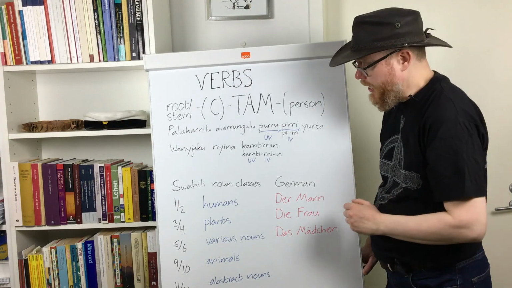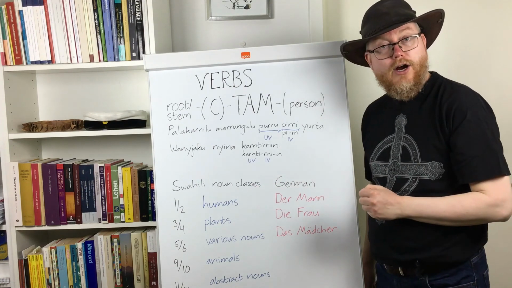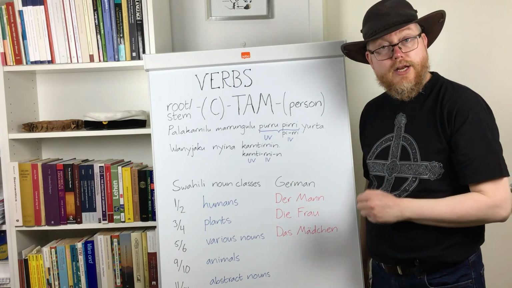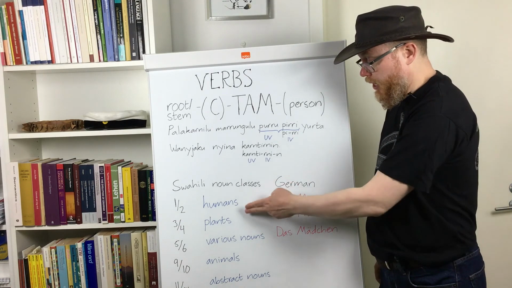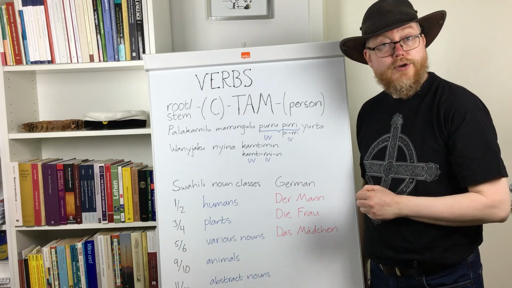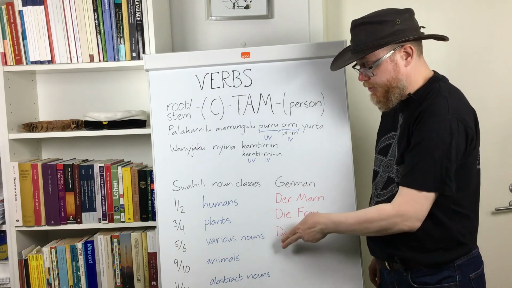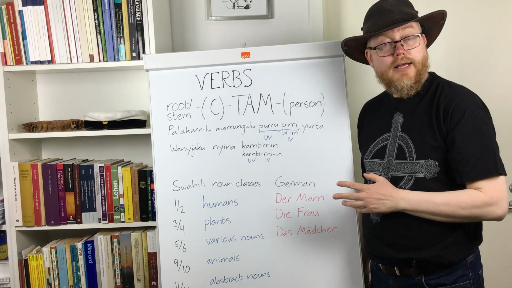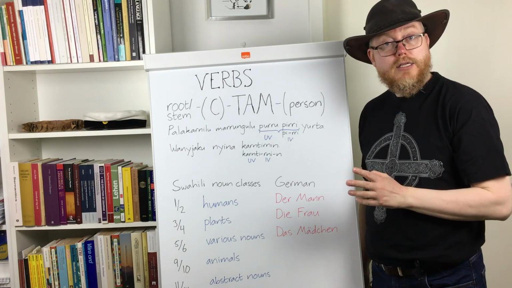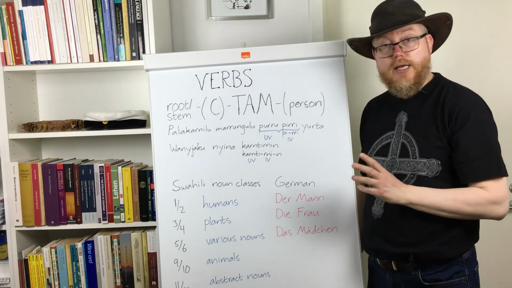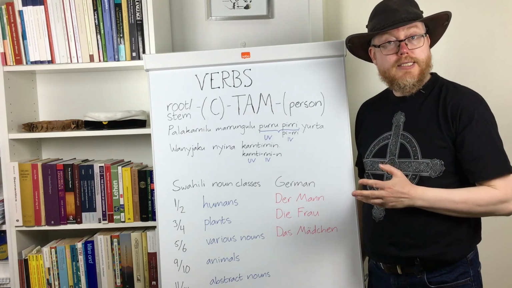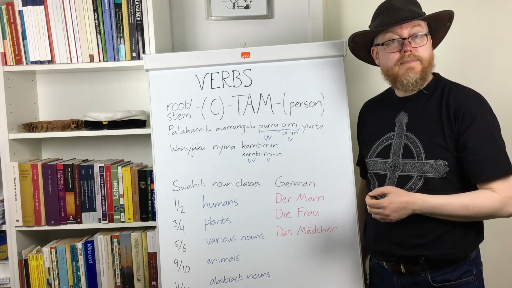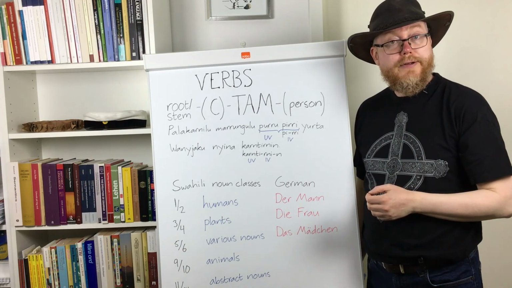What you find is that humans are in one class, animals in another, plants in a third one, abstract nouns in a fourth one. Long objects are in one class, I don't remember which one, and round objects in another. So this makes much more sense and is easier to learn.